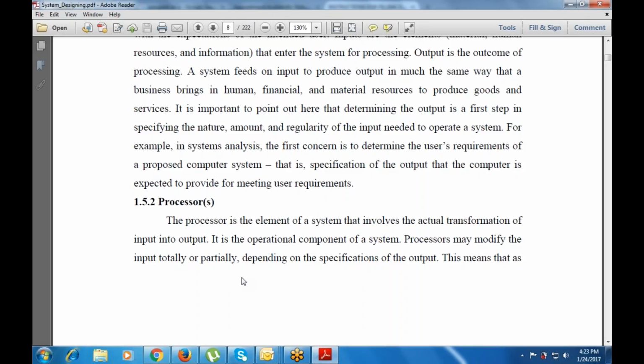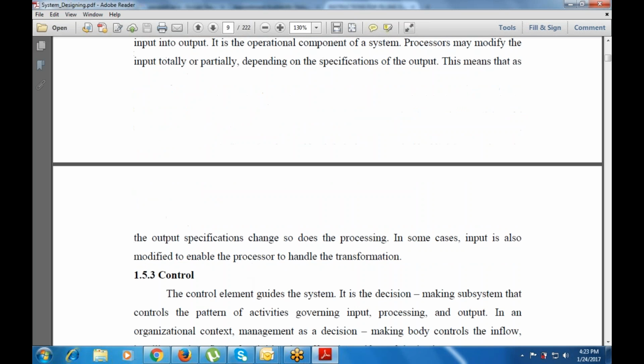So what is the specification of the output? It determines whether the input is modified totally or partially. This means that as the output specification changes, the processing changes. Whenever the specification changes, automatically the processing will change. And in some cases, the input is also modified to enable the processor to handle the transformation.